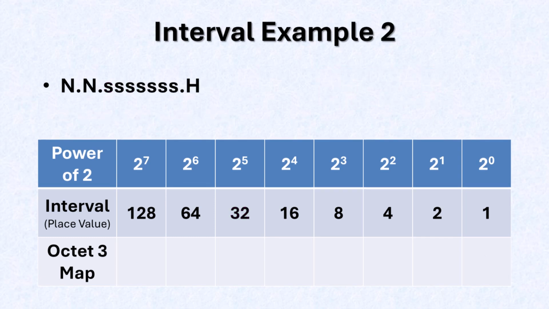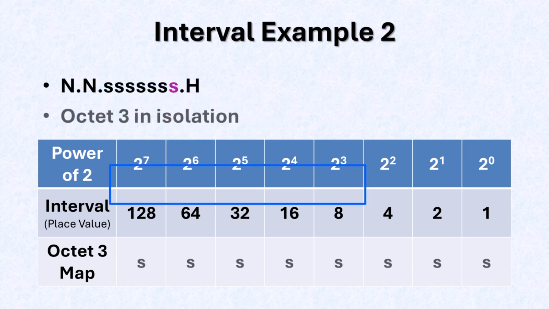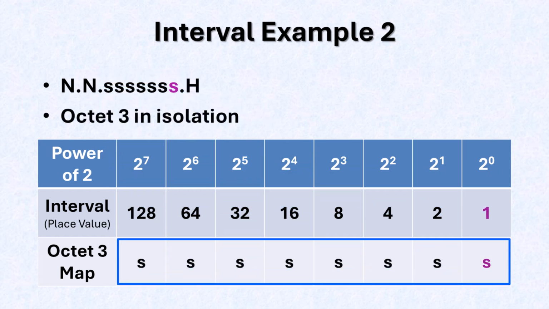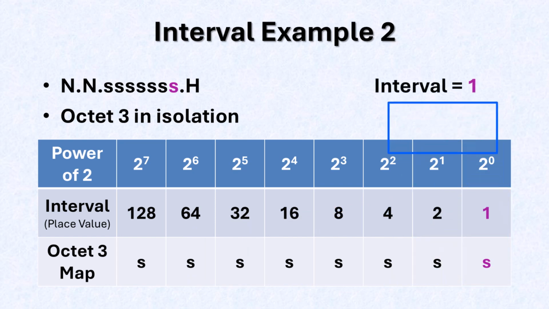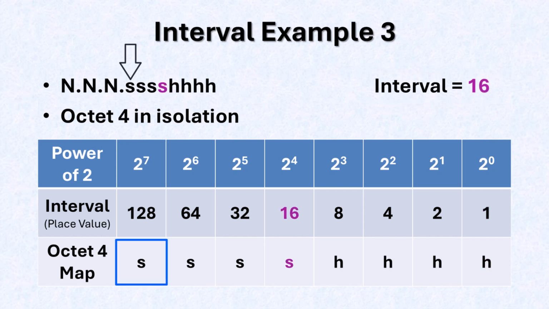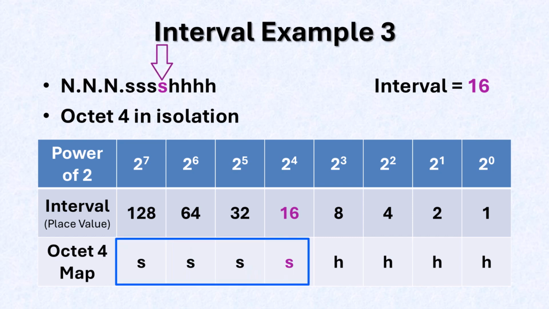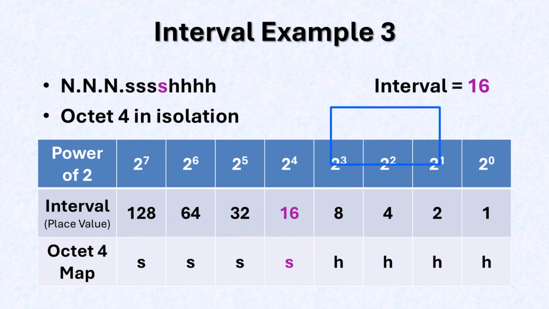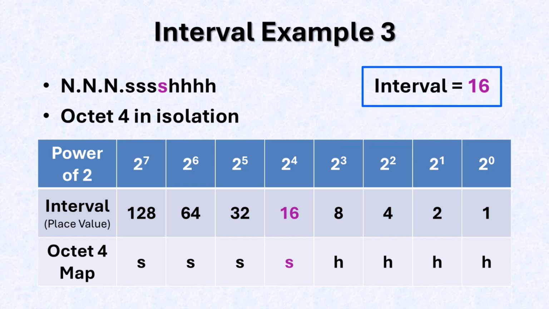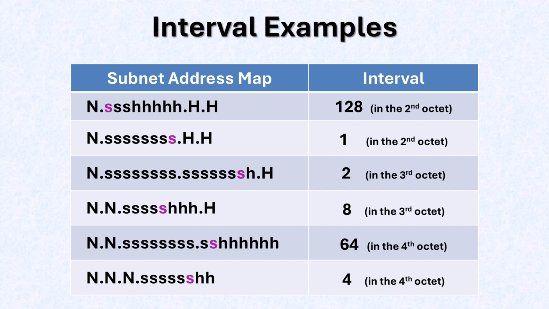Thus, the interval is 32. In the second example, the interval is once again the place value of the rightmost bit within the octet. Consider octet 3 in isolation and focus on the rightmost subnet bit. It is the last bit in the far right. Thus, the interval is 1. In example 3, the last subnet bit from left to right is the fourth bit in the fourth octet. The place value of this bit within the octet is 16. This is the interval. Please review the other examples.